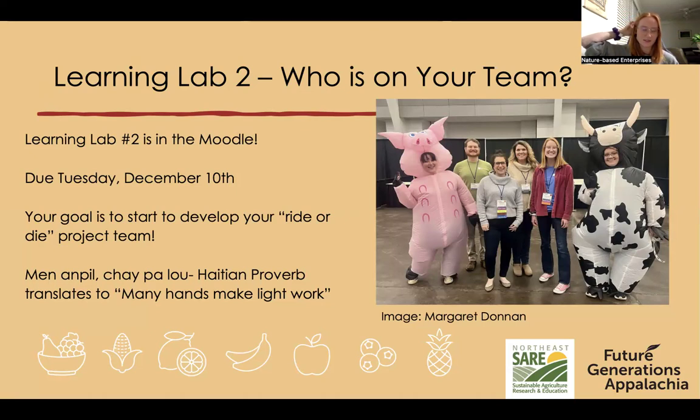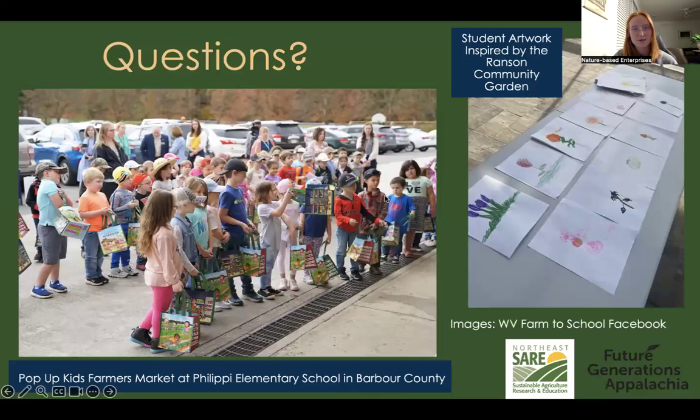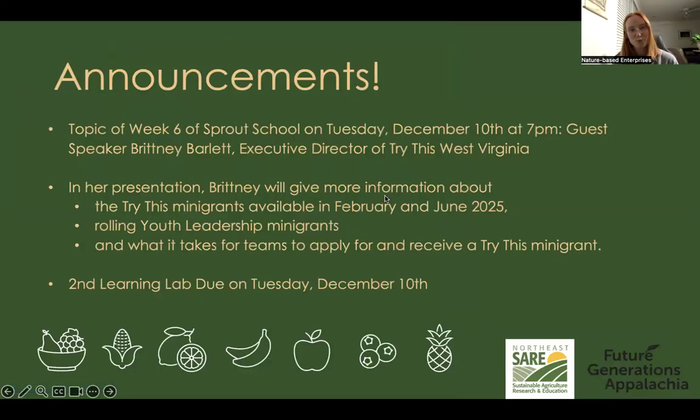Also coming up on December 10th, Brittany Barlett, who is the executive director of Try This West Virginia, will be speaking about the Try This mini grants available, rolling youth leadership mini grants, and what it takes for teams to apply for and receive a Try This mini grant. And Learning Lab 3 is structured in a way so that if you were interested in applying for funding to build upon your project, that's an option. Particularly the June one. It's a little bit tight of a timeline to make the February one.